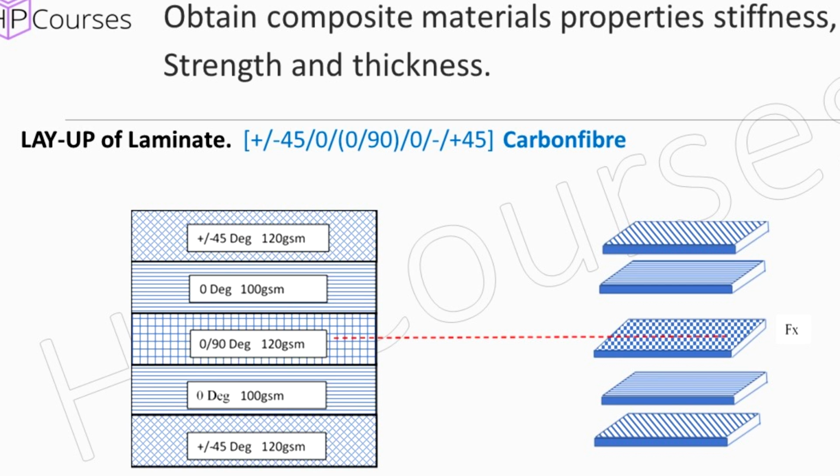Number 4. The next fabric layer is 100 GSM unidirectional carbon fibre aligned in direction 1, or as shown in the diagram as the 0 direction. Number 5. The top layer is 120 GSM woven fabric of fibre direction 45 degrees and an equal number of fibres in the direction minus 45 degrees. This is another plus minus 45. So the laminate we have is symmetrical about the middle layer, and this is shown by the red dotted line.